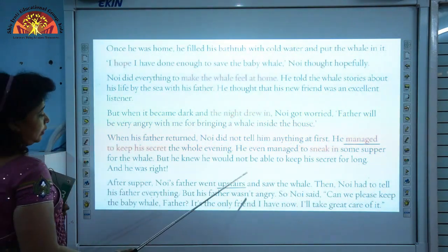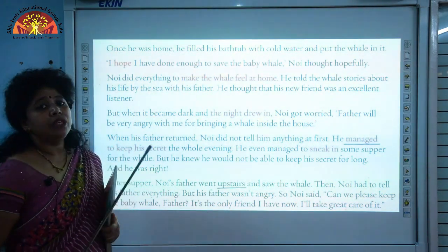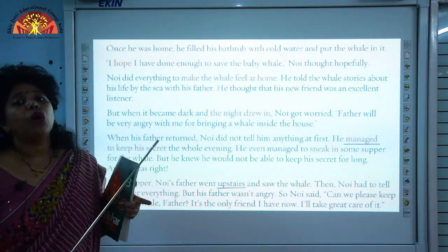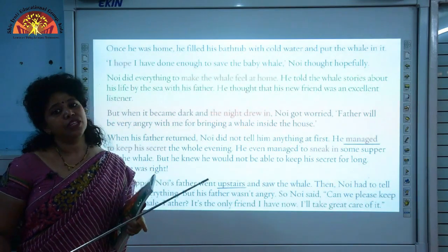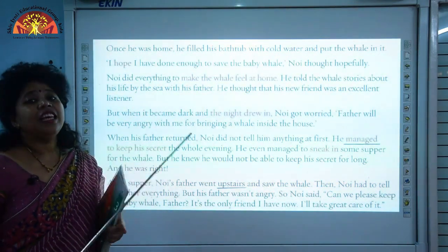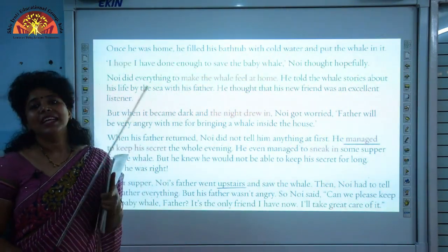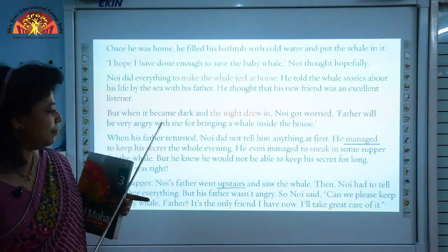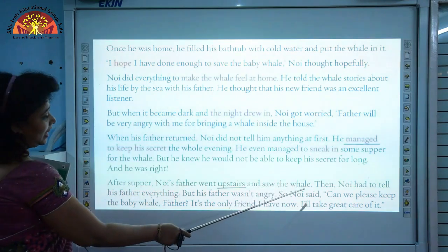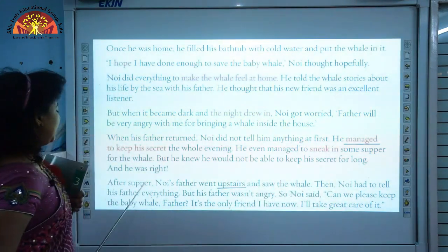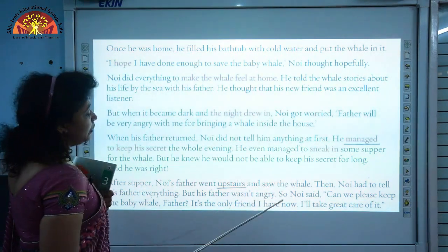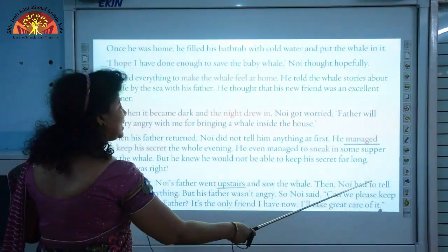But his father wasn't angry. Why was his father not angry? Because he knew that whatever Noe did, it was to save the baby whale. He felt proud and happy that his son did everything he could to save the baby whale. So Noe said, "Can we please keep the baby whale, father? It's the only friend I have now. I'll take great care of it."